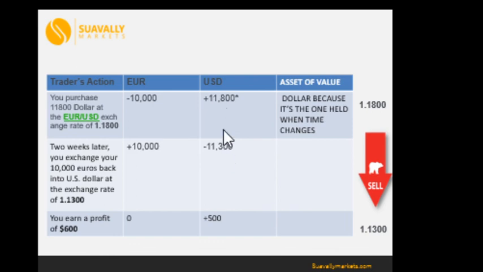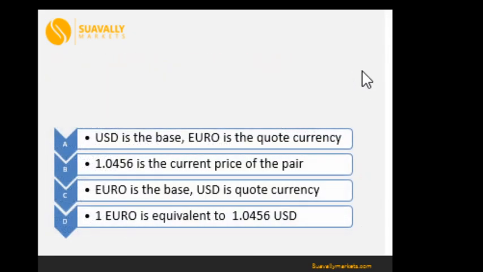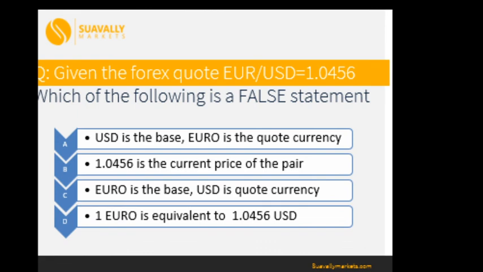Now the differential between these two is 500, I beg your pardon, this should be 600, and you earn a profit of 600. So as you exchange the dollar, you are able to get 600. The asset of value in this example is the dollar because it's the one held when time changes. So this is an example of making money whilst the price is falling.